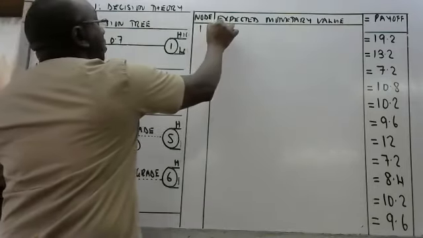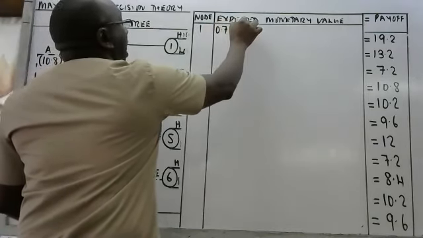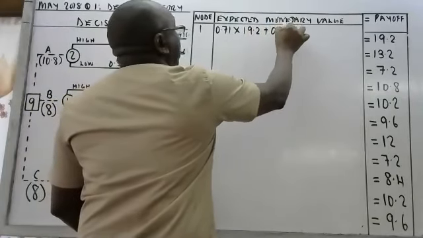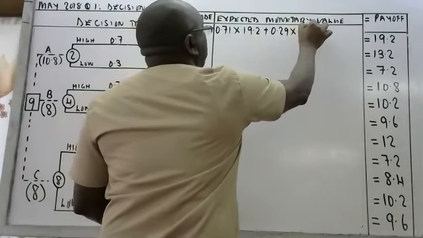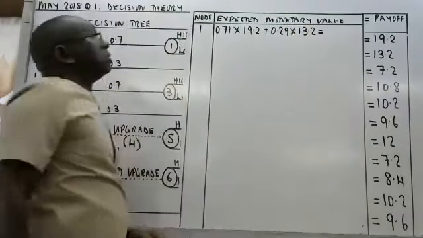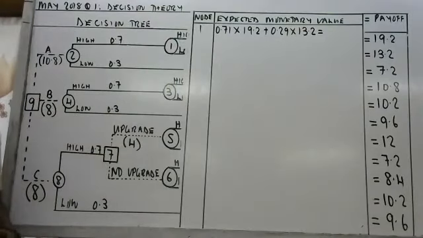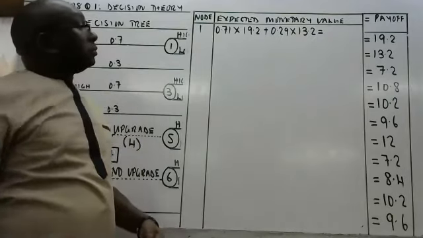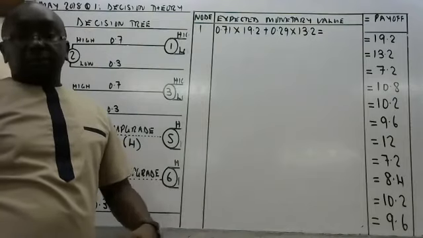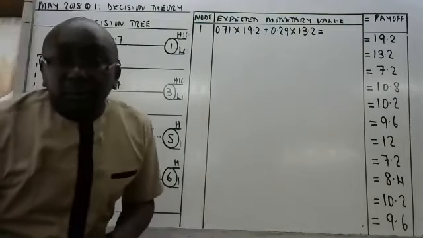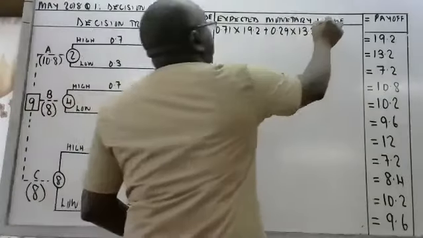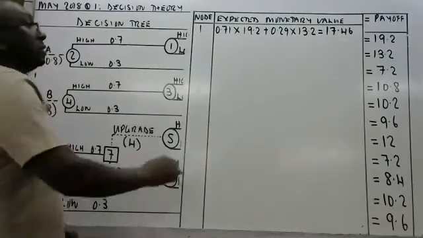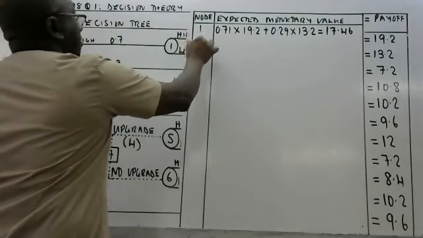So we say 0.71 multiplied by 19.2 plus 0.29 multiplied by 13.2. That gives $17.46. I go to number 2.